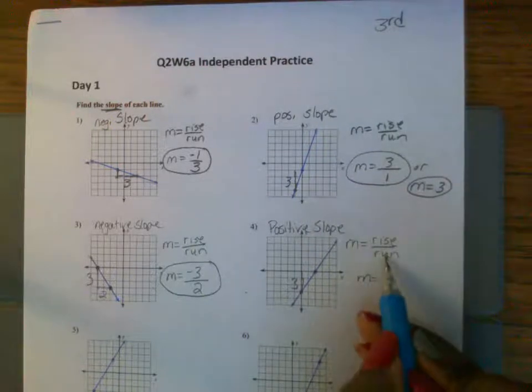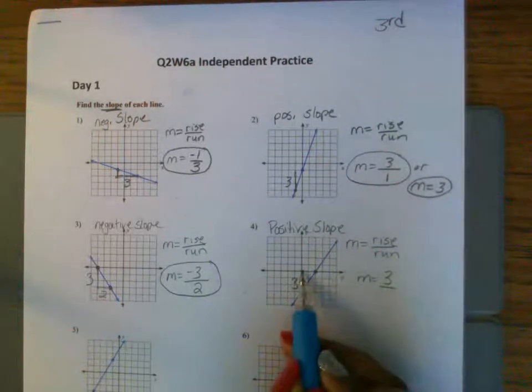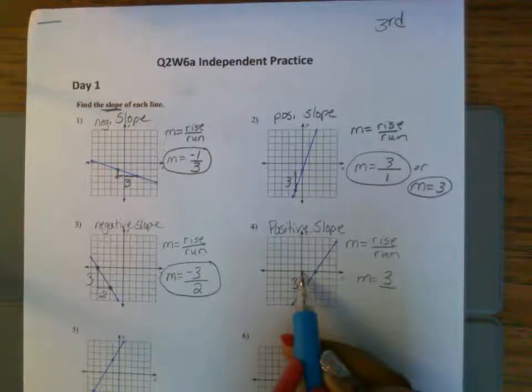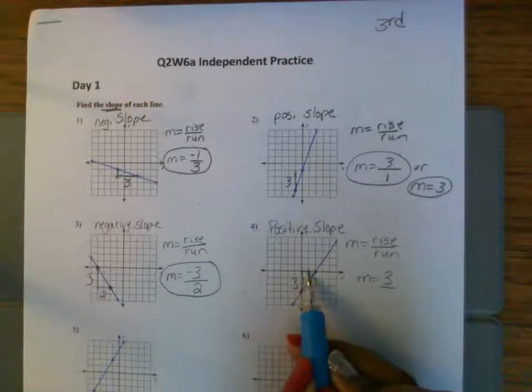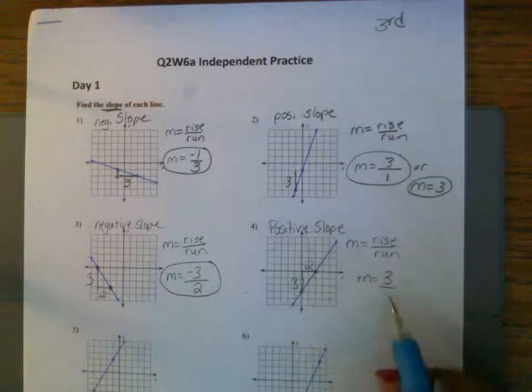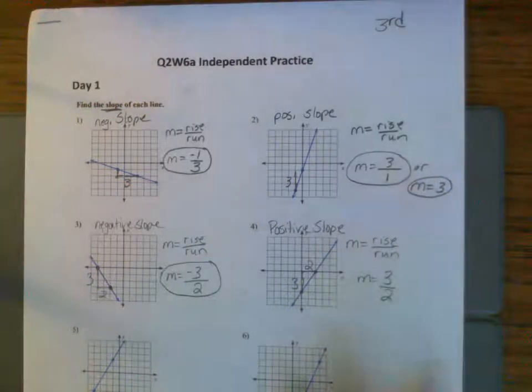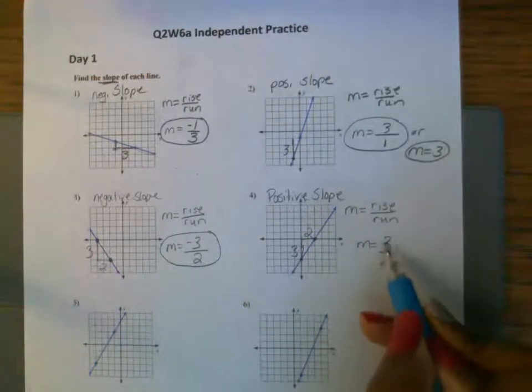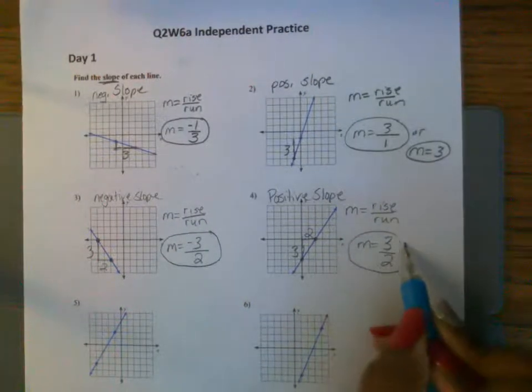Now I'm doing run, which is to the left or to the right. I'm going to the right. I count over to the right 1, 2 times. So my bottom number is a positive 2 because I'm going to the right 2 times. Make sure that my fraction is reduced, and it is reduced. So this is my answer.